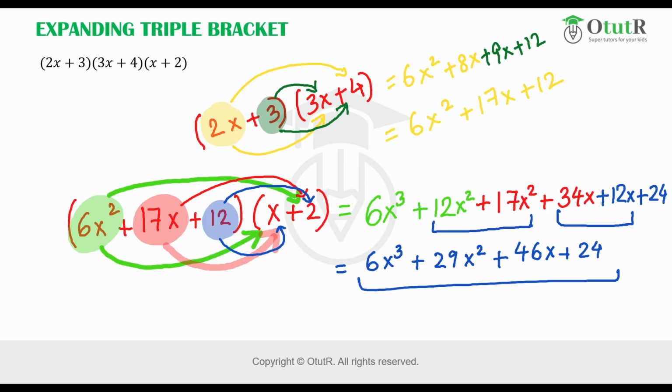I hope you understood the procedure. The process is very simple. First, we take the first two brackets, we multiply them and get the answer. And with the answer, we again multiply the third bracket. And this is the process of multiplication. Okay, now we are going to move on to the next question.